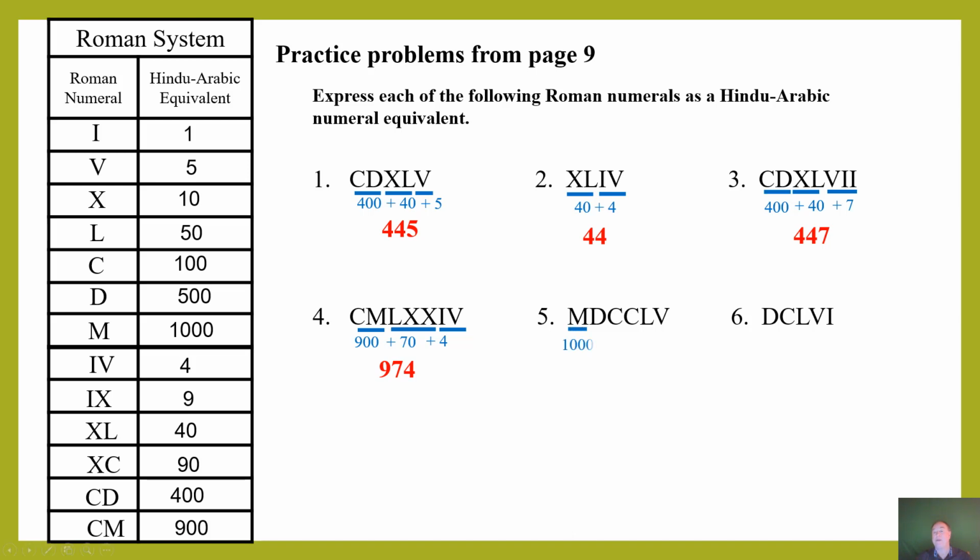M would have been 1,000, DCC would have been 700, L would have been 50, V would have been 5. 1,755. DCLVI, DC would have been 600, L would have been 50, VI would have been 6. So 656 is the answer.